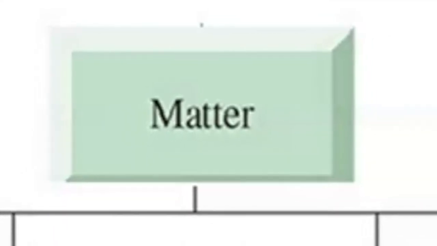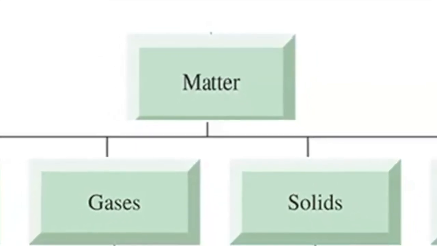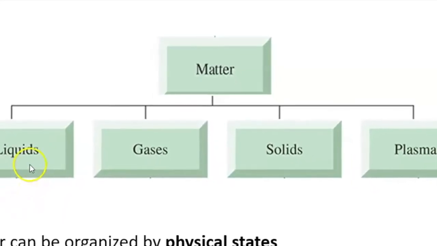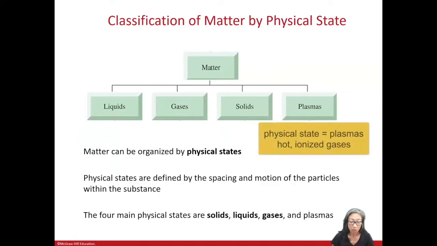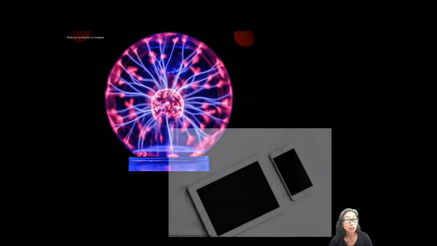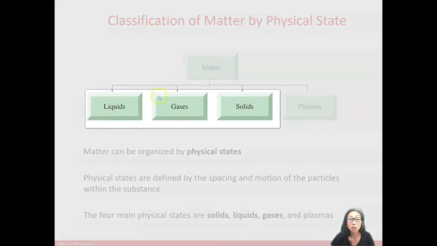And so the way matter is organized, the way matter is classified, in one way is by its physical state. You can define matter as one of these main physical states, which are typically liquids, gases, and solids. There's also plasmas, which are hot ionized gases that can conduct electricity. You have plasma screens, and that is a physical state. There's also a Bose-Einstein condensate, which is a supercooled gas. But the three main physical states that we see every day are liquids, gases, and solids.